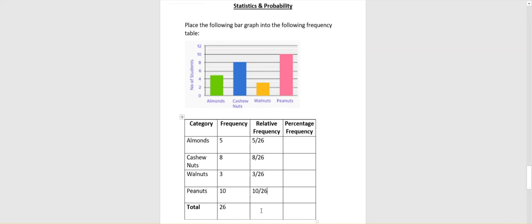And then the percentage frequency is to turn these fractions into a percentage. So you'd have 5 out of 26, and we know to turn anything into a percentage, you times it by 100 and get the answer. Same thing for here, 8 over 26 times 100 will give me my percentage. So you can work out the percentages and do that for the rest of this.